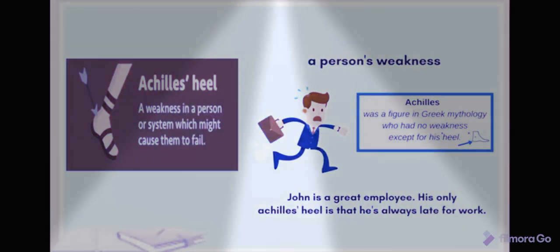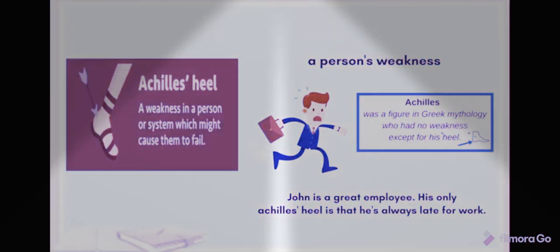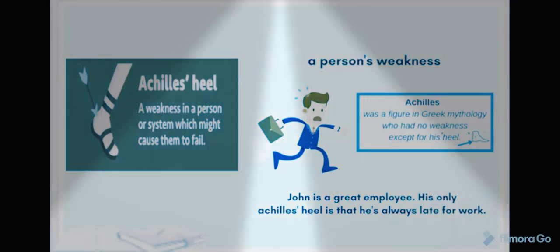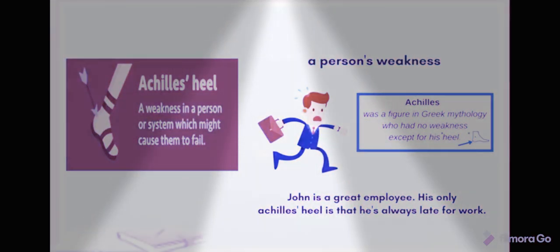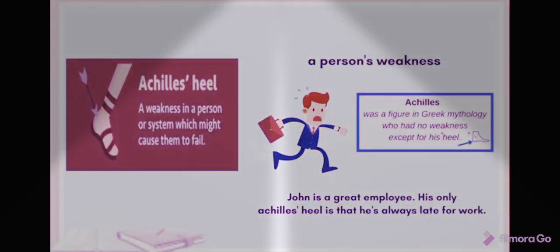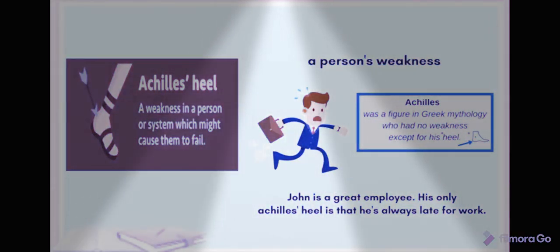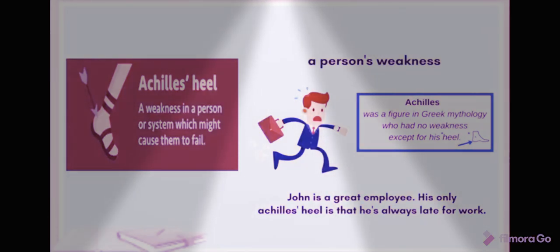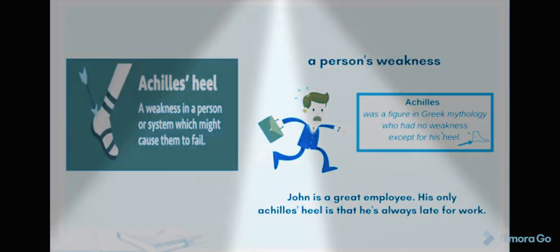So what is the point? Someone who's not punctual is of no use, because time is money, isn't it? Someone who always comes late, but does his work well. The company will always prefer someone who comes on time and does his work rather than a person who never comes on time. So Achilles' heel is an idiom which has been derived from the story, and this is the meaning of it. A weakness of a person is called his Achilles' heel.